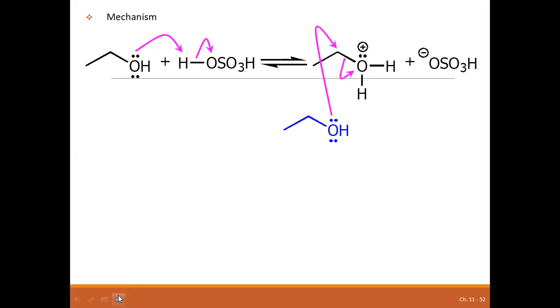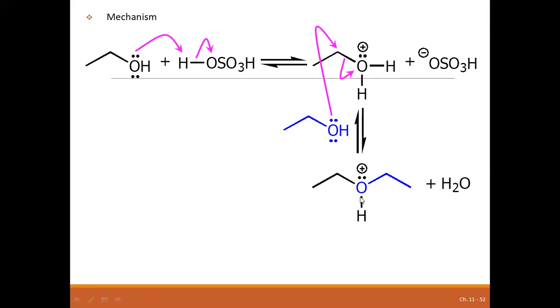Once you have your protonated alcohol, another mole of ethanol attacks your carbon here. This alcohol becomes your nucleophile, and will use the electrons from oxygen to form a bond. So you'll have the carbon and the oxygen coming from your nucleophile forming a bond, and once it forms a bond here, the water will leave as H2O.